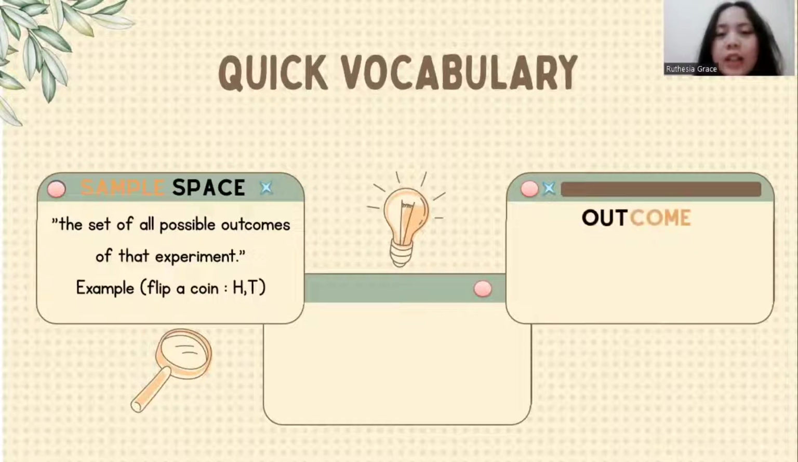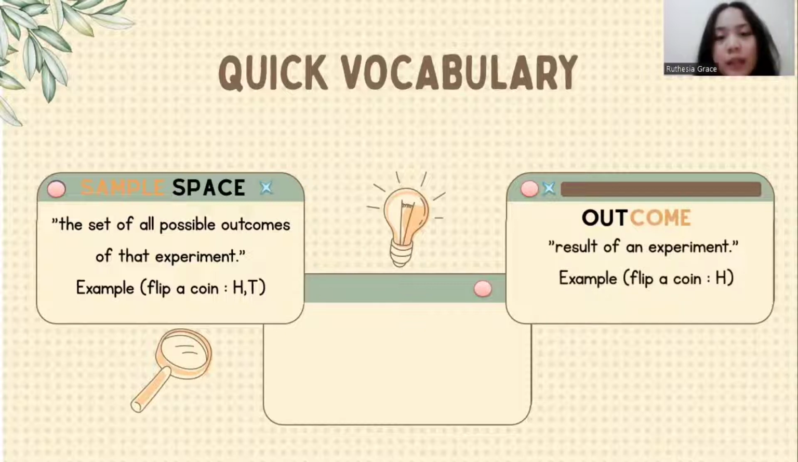Second, there is outcome. Outcome is a result of an experiment. For example, if we flip a coin, in one experiment, you will just get a head.